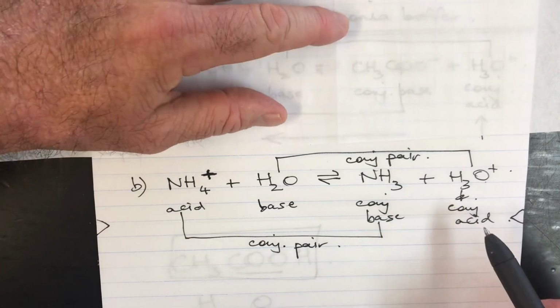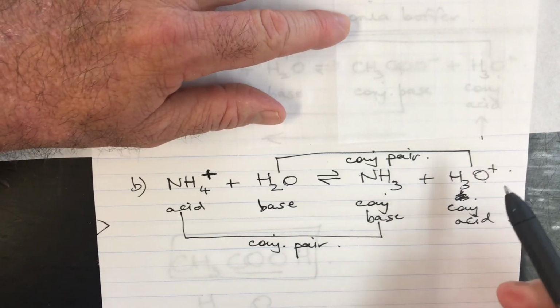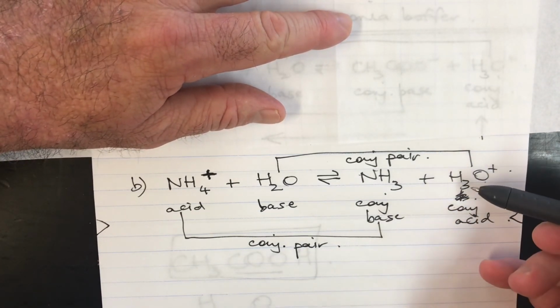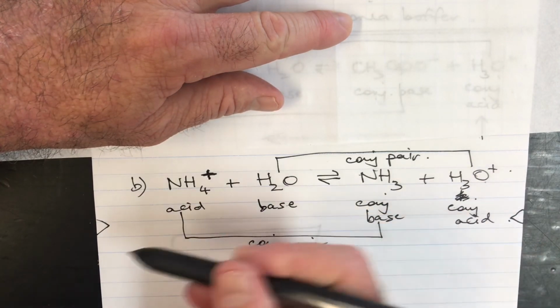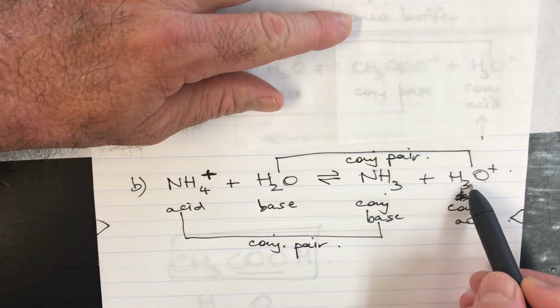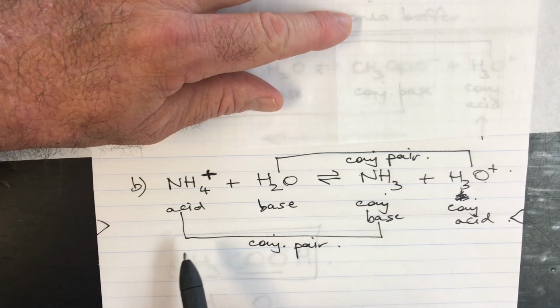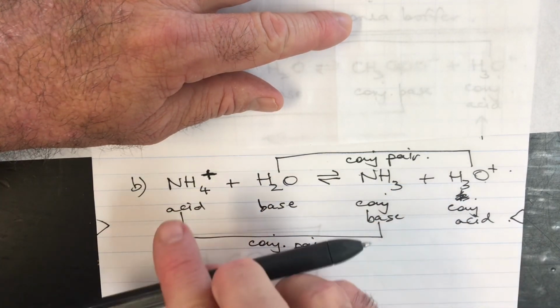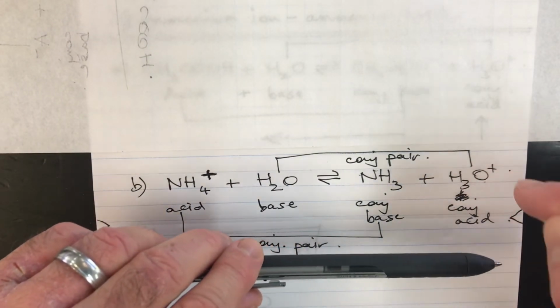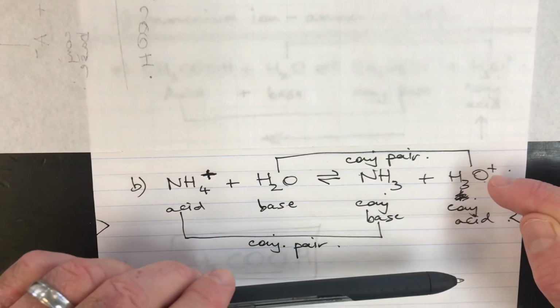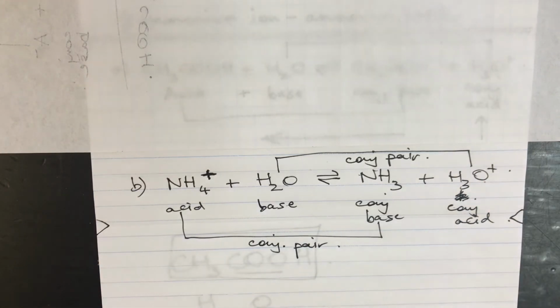What happens if you add more acid? The exact same thing as before. Add more acid, it would shift the equilibrium to the left to use up the hydronium ions. Likewise, if you added a base, it would shift to the right this time, to produce more acid molecules to neutralise that base.